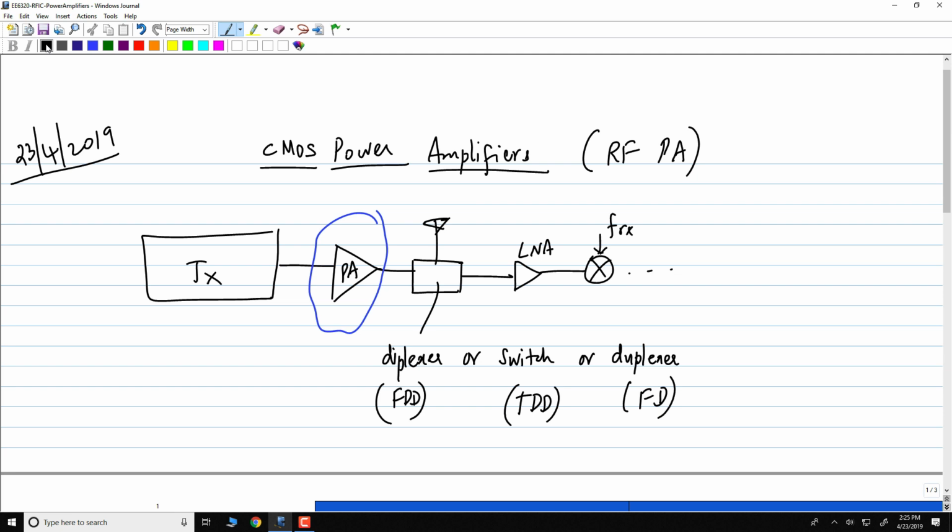The range will automatically decide the amount of power that you need to put out. The reason is very simple. Remember the link budget that you folks have seen before. You have a certain sensitivity that you need to achieve at the remote receiver, correct? How do you get that sensitivity?